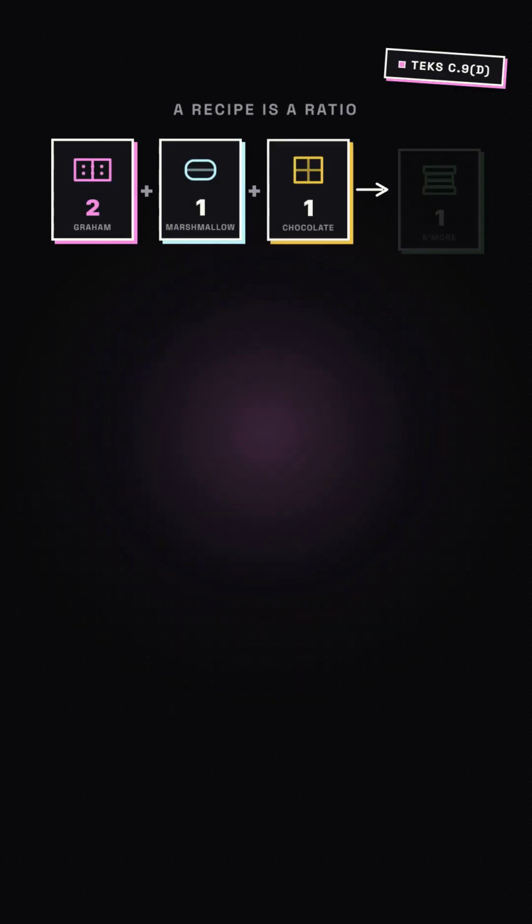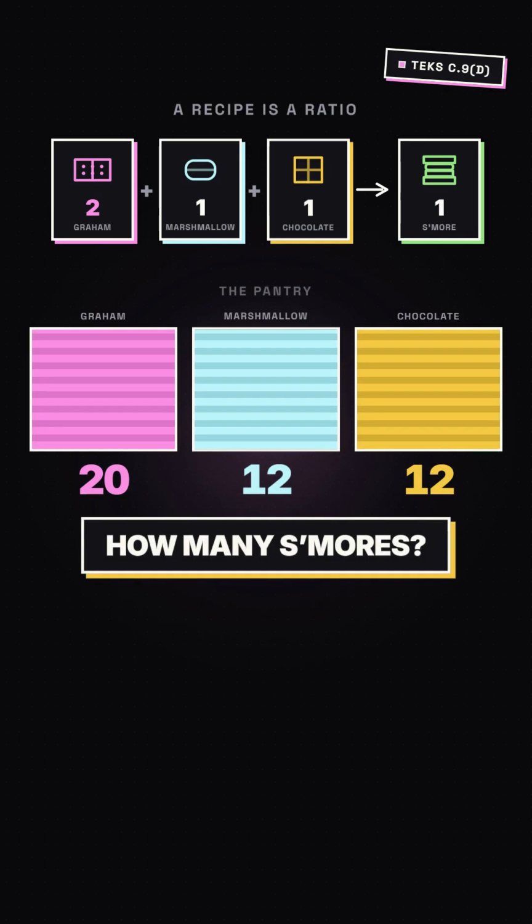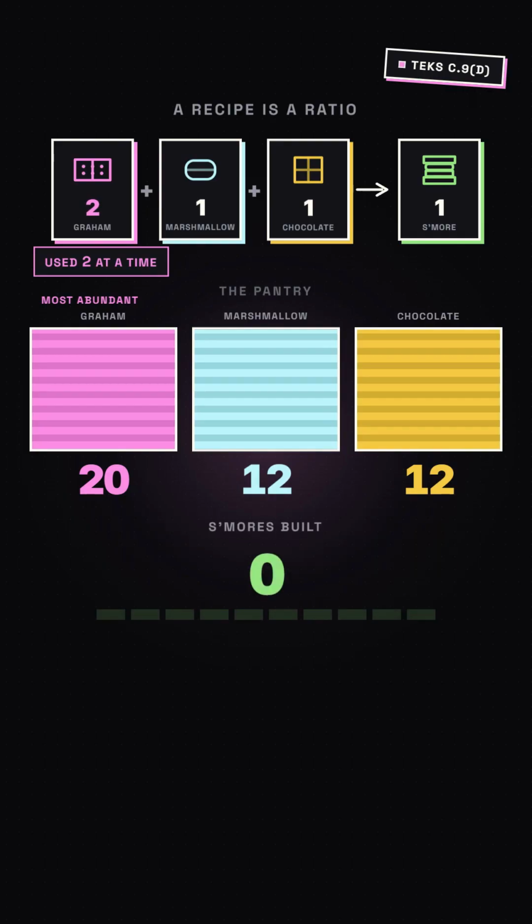Here's a recipe. 2 graham crackers, 1 marshmallow, 1 square of chocolate makes 1 s'more. Now check the pantry. 20 graham crackers, 12 marshmallows, 12 chocolate squares. So how many s'mores can you build?